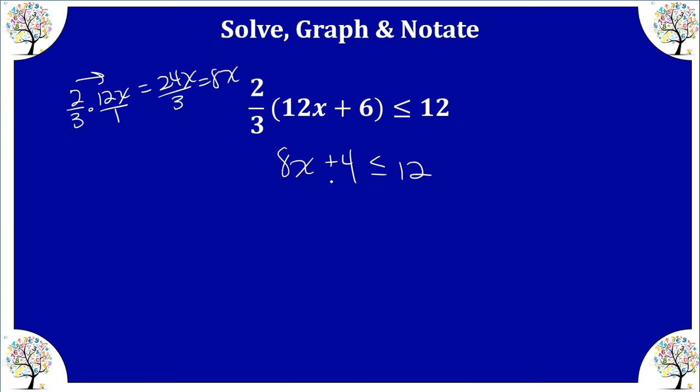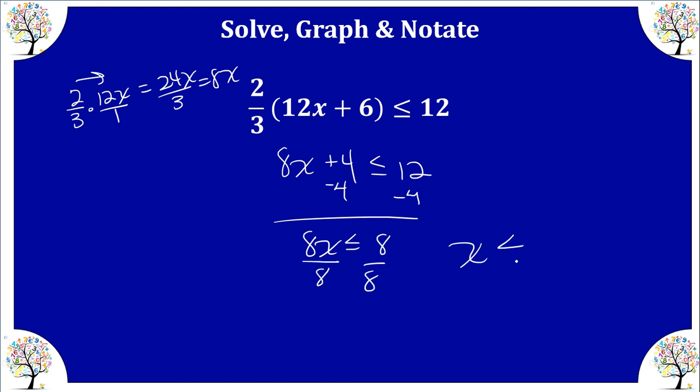Now we need to isolate x. We're going to subtract 4 from both sides. We have 8x is less than or equal to 8. We're going to divide by 8, and x is less than or equal to 1, I should say. Let's graph this.